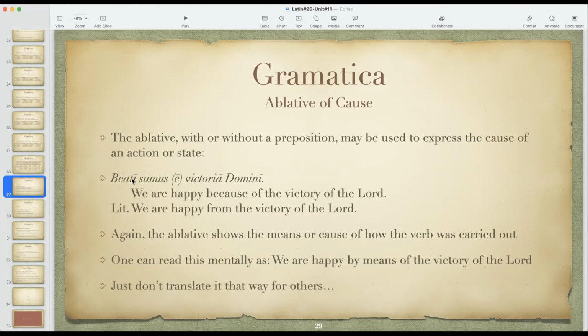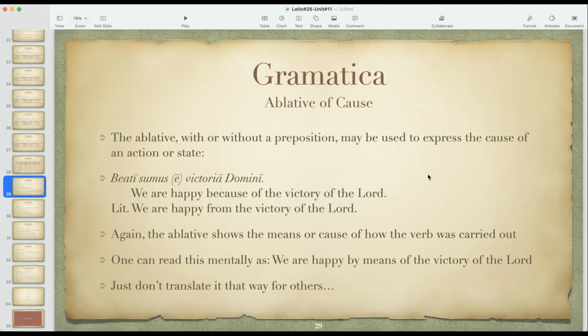So if we say, Beati sumus e victoria Domini, we are happy because of the victory of the Lord. That's really the way you would translate that in good English. What it literally means is we are happy from the victory of the Lord, or we are happy about the victory of the Lord. You can do either one. You can either keep that preposition and use whatever preposition you need, or not.